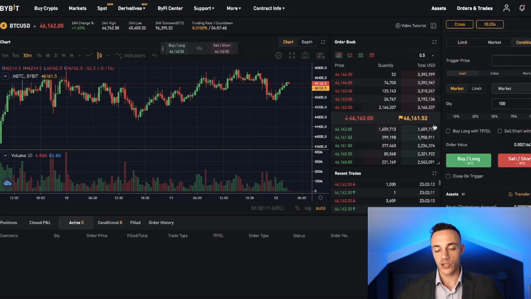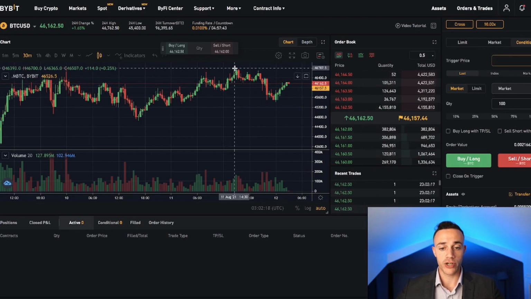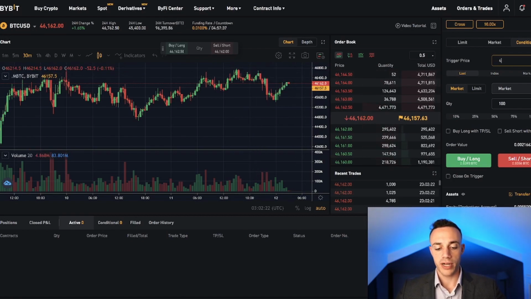We also have conditional orders for trading with leverage. And it's really the same thing. Let's say the perfect example is you want to trade the breakout. Bitcoin's going to break out from 47 grand. So you would put your trigger price at 47,200, for example.